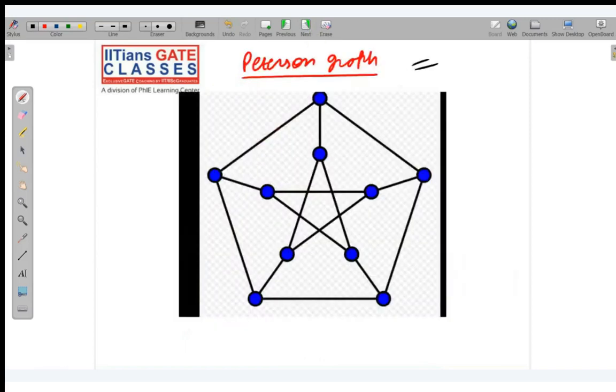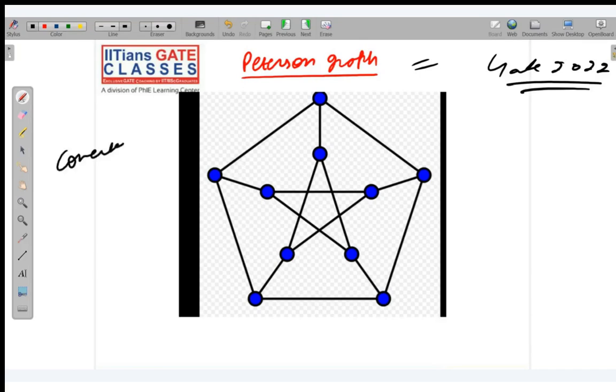Petersen graph. This is a question of GATE 2022. Is the Petersen graph Hamiltonian or not? You have to try it out yourself. There is no proper way out to check Hamiltonian. For Euler, there was a very simple way out: every vertex of even degree and connected. If the graph is connected and every vertex has even degree, by default you will say it is Euler. No need to check. But here there is no shortcut like that.